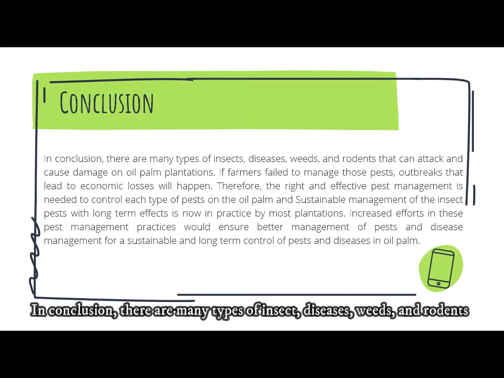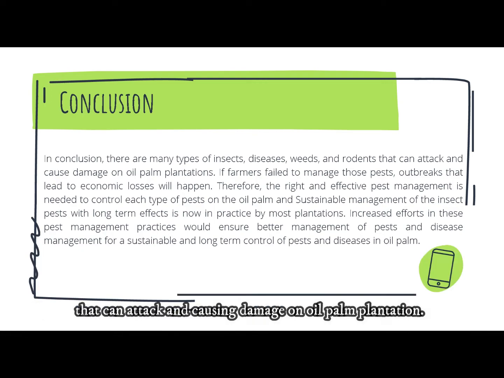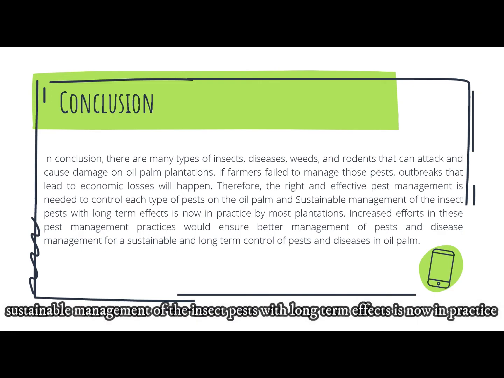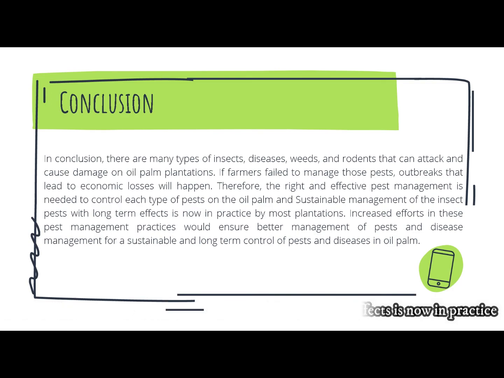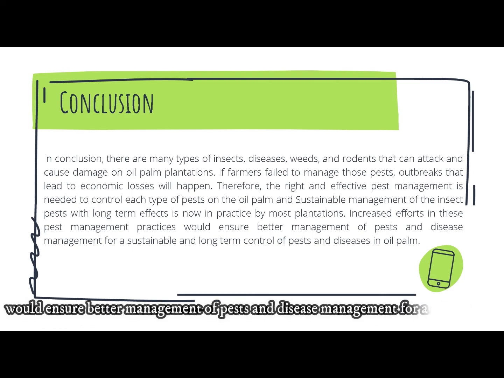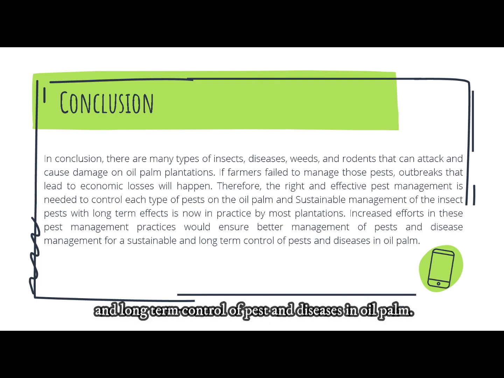In conclusion, there are many types of insects, diseases, weeds, and rodents that can attack and cause damage to oil palm plantations. If farmers fail to manage those pest outbreaks, economic loss will happen. Therefore, the right and effective pest management is needed to control each type of pest on the oil palm, and sustainable management of pests with long-term effects is now practiced by most plantations. Increased effort in this pest management practice will ensure better management of pests and diseases for sustainable and long-term control of pests and diseases in oil palm.